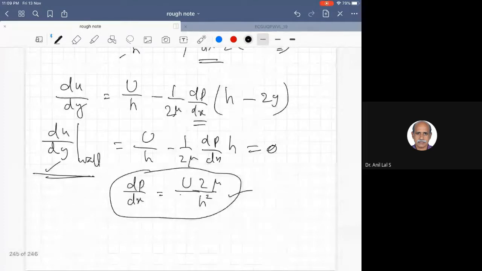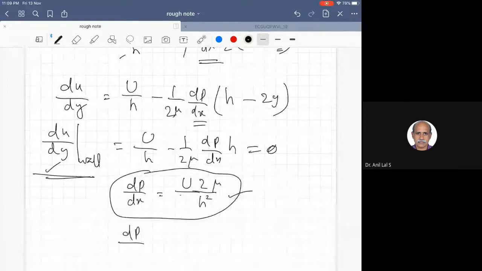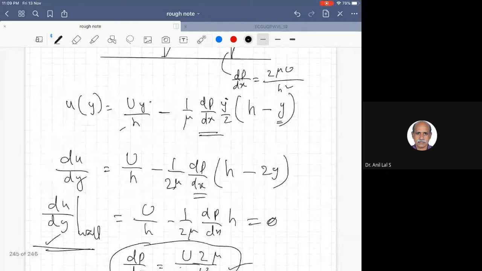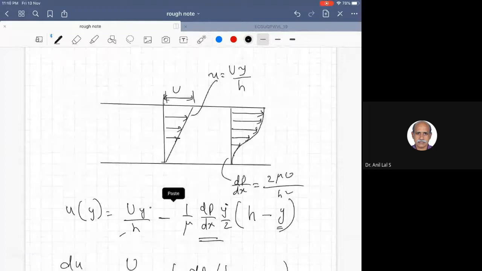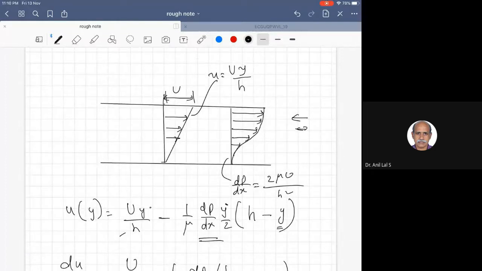So if dp by dx is larger than 2 mu u by h squared, then the pressure is becoming more. So the flow was something like this, and it has become almost zero velocity here. Further increase of pressure gradient will cause the velocity distribution to become like this, starting from no slip.